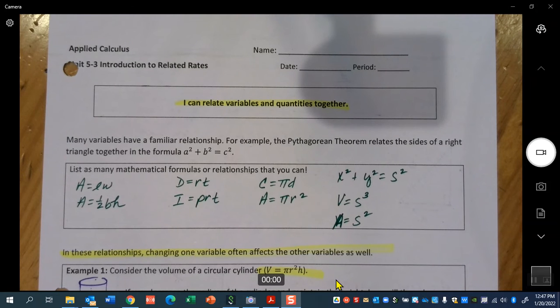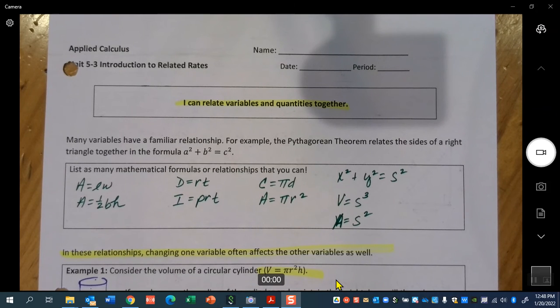Lesson 5.3 is our introduction to what we call related rates. Related rates is when we have formulas where we have more than one quantity changing, and we're looking at the rate of change of one quantity to another.